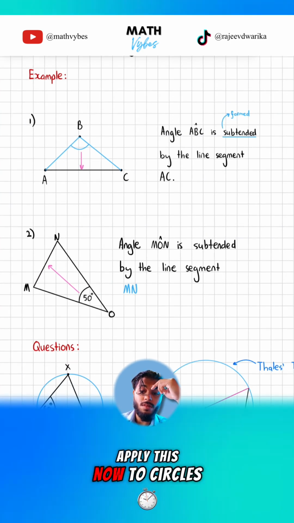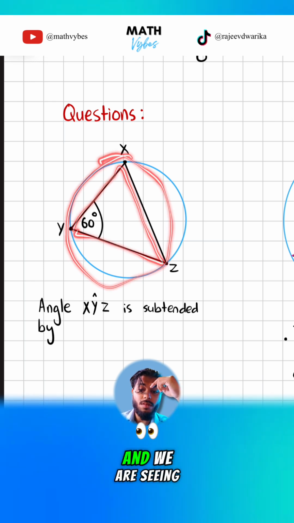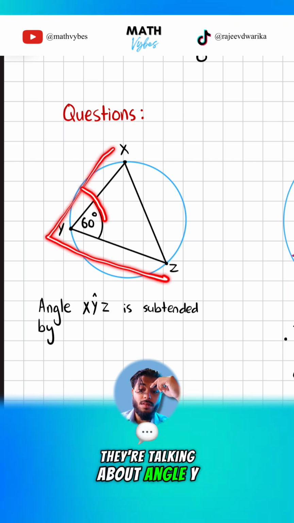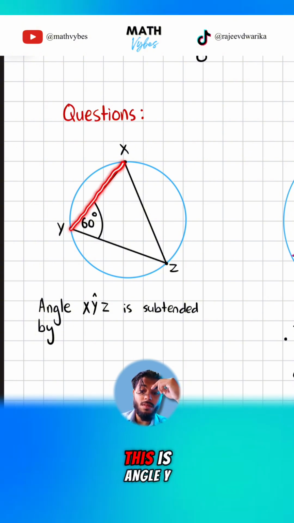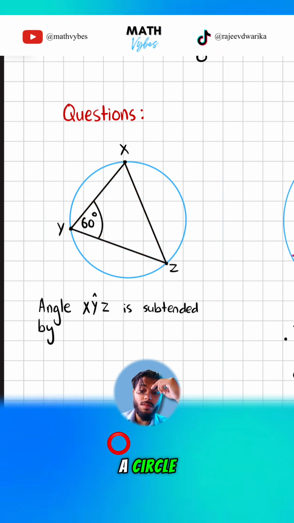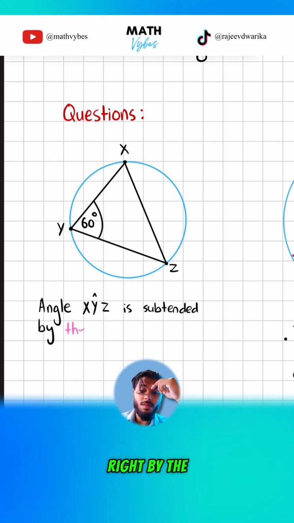So how could we apply this now to circles? Let's see. So we have a triangle inside of a circle, and we are saying angle XYZ. If you're confused about that, XYZ, they're talking about angle Y. So angle Y is subtended by, so look at this carefully. This is angle Y. What forms angle Y? As you can see, the line segment XZ. But since we're talking about a circle, you have to use the proper name for this in the circle. This is a chord. So you would say angle XYZ is subtended by the chord XZ. Right? By the chord XZ. Nice. And you can see that XZ is opposite that angle.